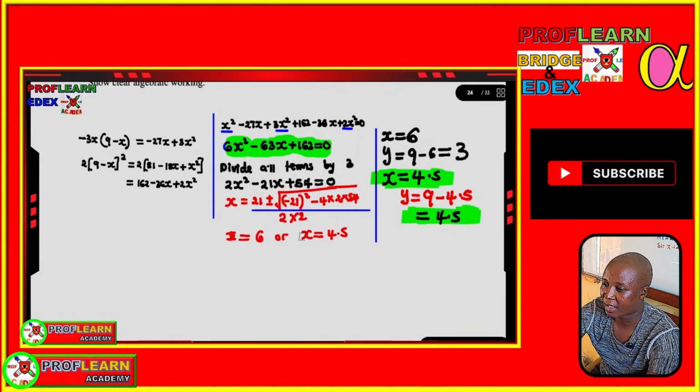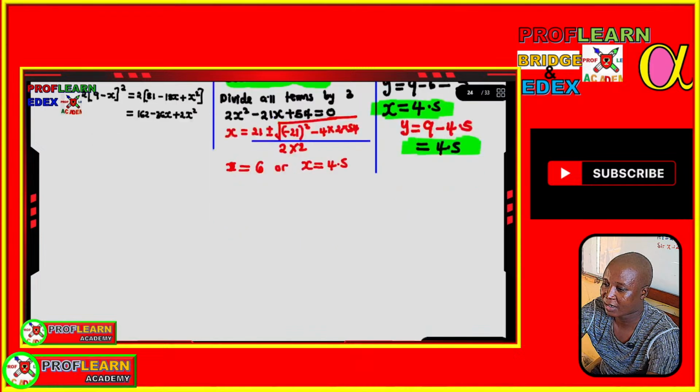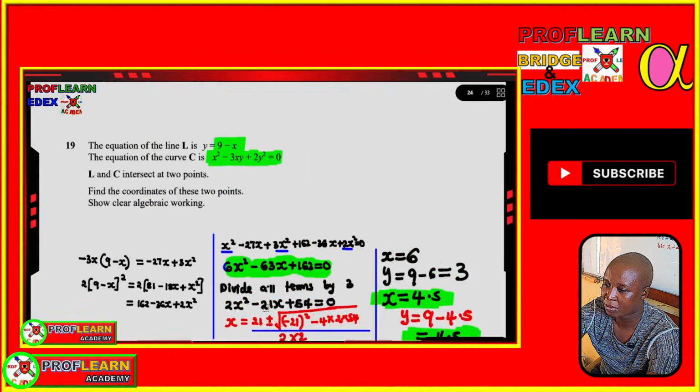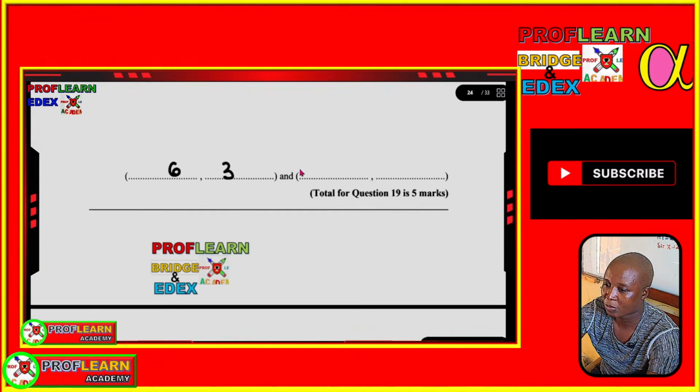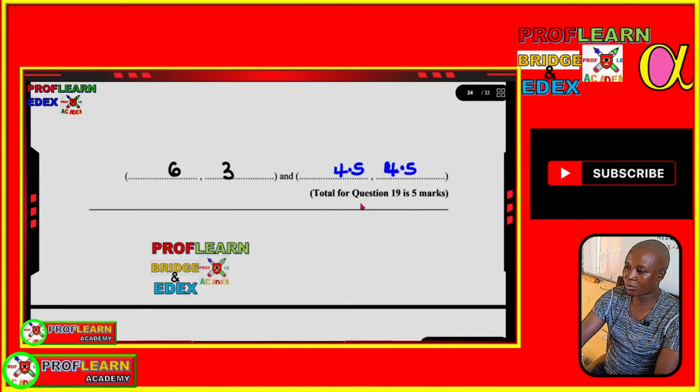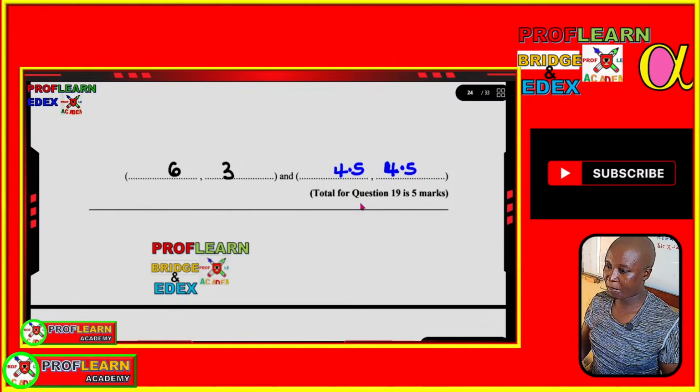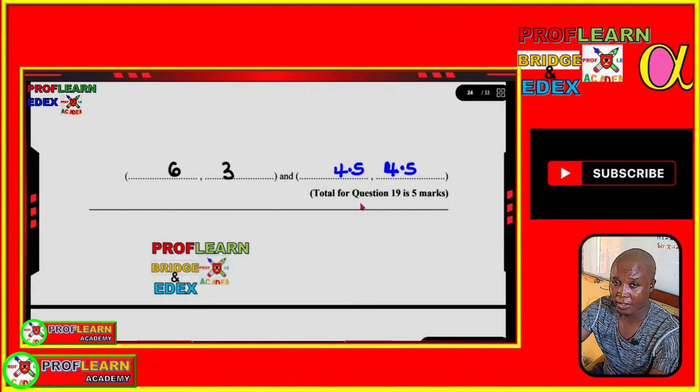And if we write this as coordinates, this is going to be 6, 3 and 4.5, 4.5, because you were supposed to find the coordinates of the points where the lines are going to cut across.